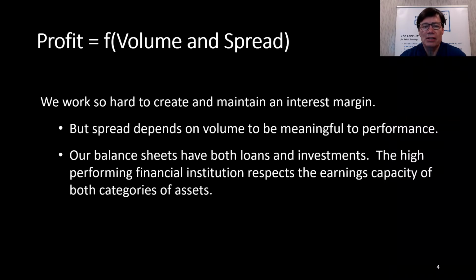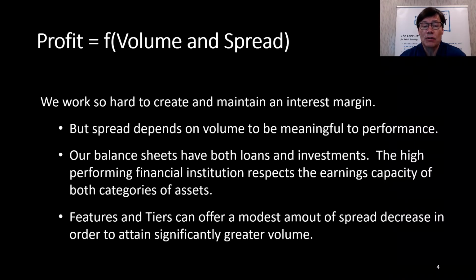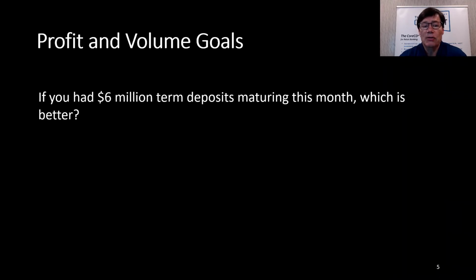And our balance sheets have both loans and investments, and we want to make sure that those are both respected in terms of their earning power. So features and tiers can offer a modest amount of spread decrease in order to significantly improve volume and ultimately make more money. So let's consider a situation where we may have $6 million of term deposits maturing in a particular month. Which would be better?